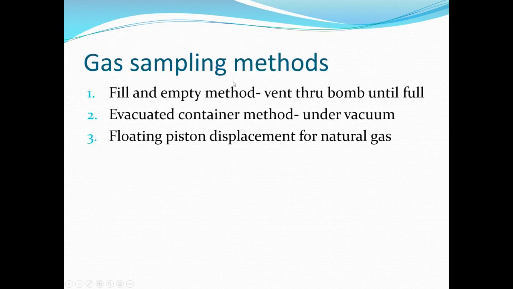Okay, different methods for gas sampling here. So the first one is called the fill and empty method. Basically, you vent it through the bomb until it's full. And I've really summarized these down quite a bit. The second method is the evacuated container method, in which the cylinder that we're filling is actually under a vacuum already. So it's under a pre-vacuum. You connect it up to the process, open the process valve, open the bomb valve, and it actually by nature sucks the sample in rather than it being forced in by the process. And the third gas sampling method here is again that piston type that we talked about for natural gas, specifically pipeline kind of application dealing with natural gas here in Alberta.